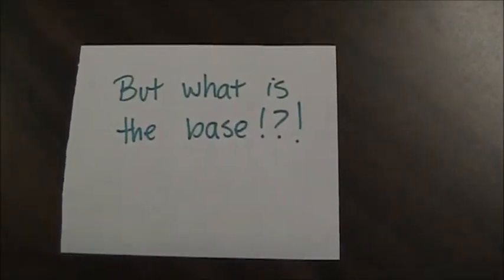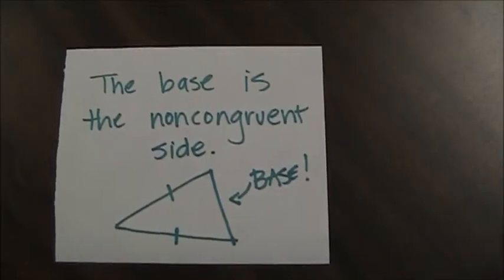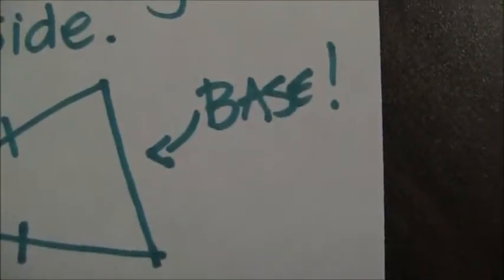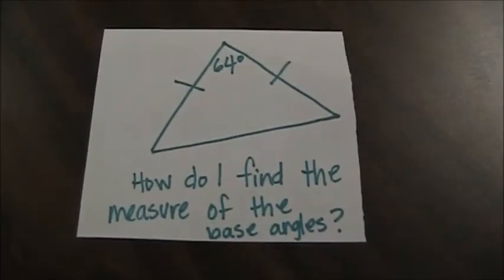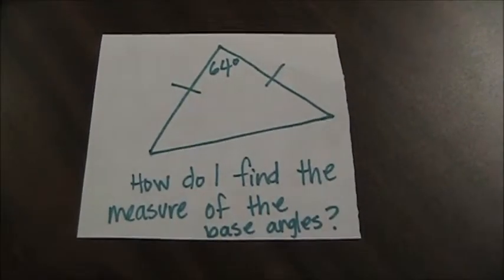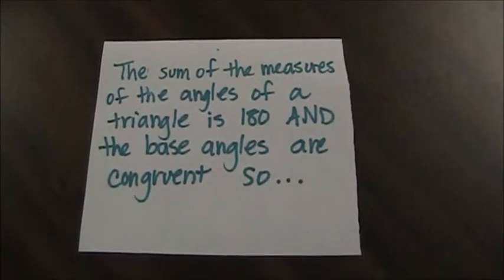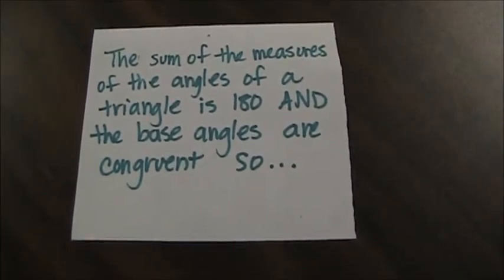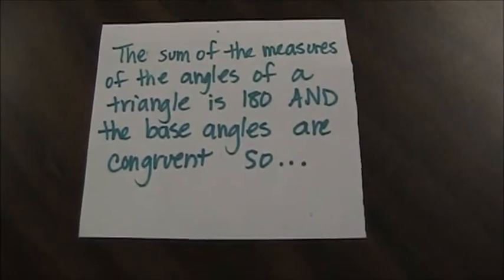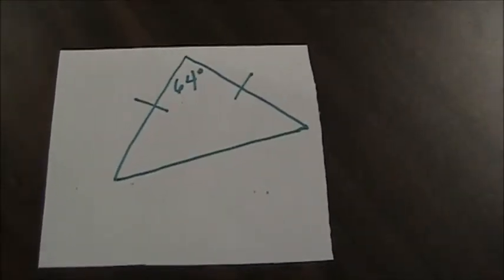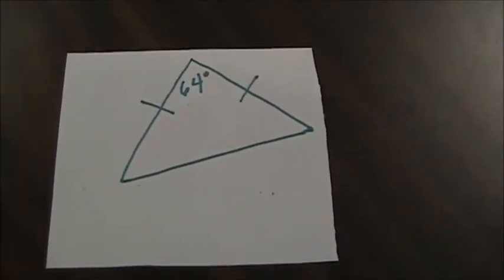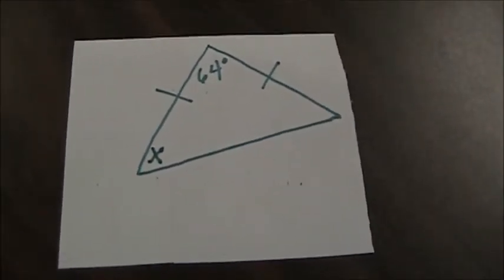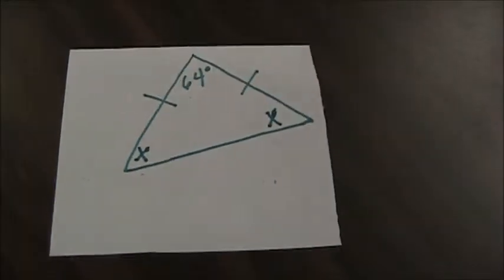But what is the base? The base is the non-congruent side. Base. How do you find the measure of the base angles? Well, the sum of the measures of the angles of a triangle is 180, and the base angles are congruent. So, if I represent one base angle with x, then I have to represent the other base angle with x.